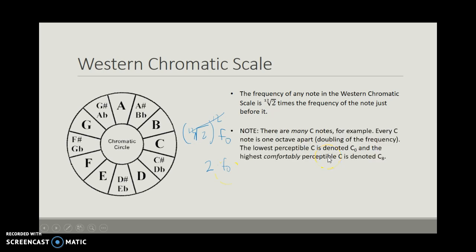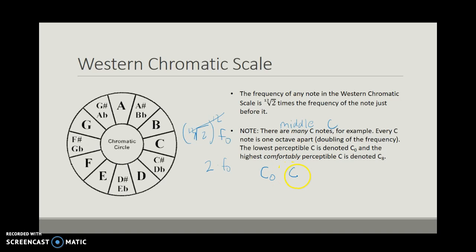The other thing that is valuable to note is there are really many C notes. There's something we know as middle C. If you're a piano player, you might be more familiar with the idea of middle C. And this applies to D notes, E notes, etc. I'm just picking on the C note because that's the most basic note or scale that we know of. The lowest perceptible C note is what we call C0. It's below 20 hertz, but that's really the lowest C note that we can expect anybody to ever perceive.